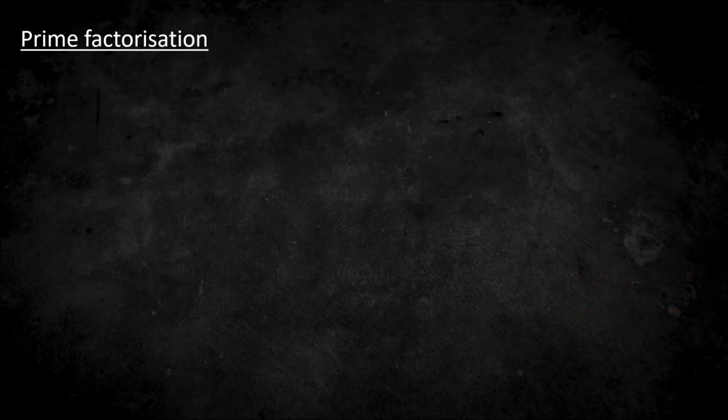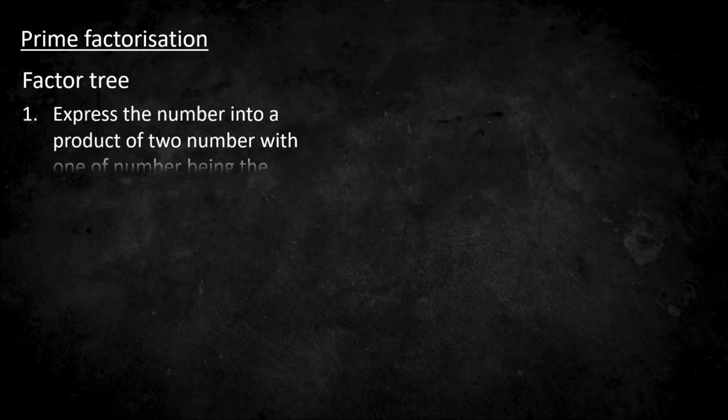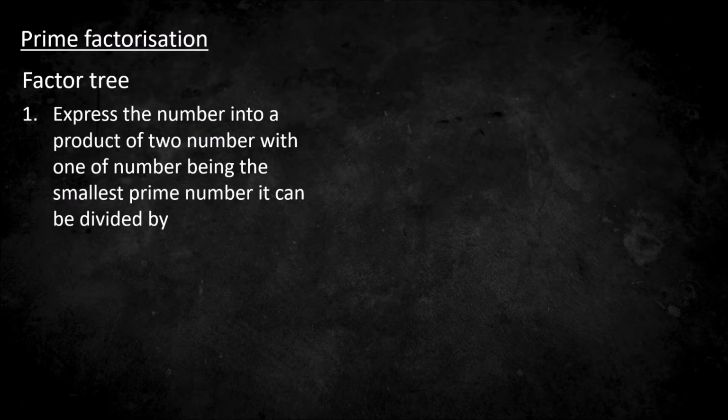For the factor tree method, we will demonstrate using the same number 792. Step 1 is to split the number into a product of two numbers, with one of the numbers being the smallest prime number it can be divided by. For the example, we split the number into 2 and 396.